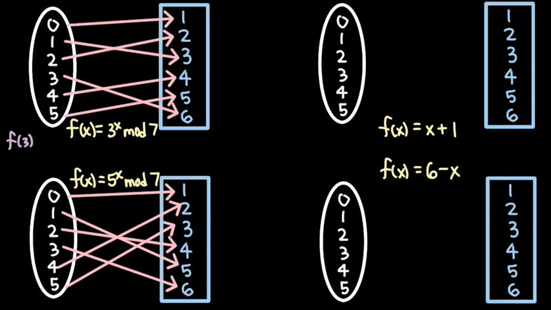They don't agree on f of 5, for example, right? f of 5 is equal to 5 in the example up here. f of 5 is equal to 3 in the example down here. So they're not the same function, but what do they have in common? Okay, their formulas have this mod 7 happening in them.